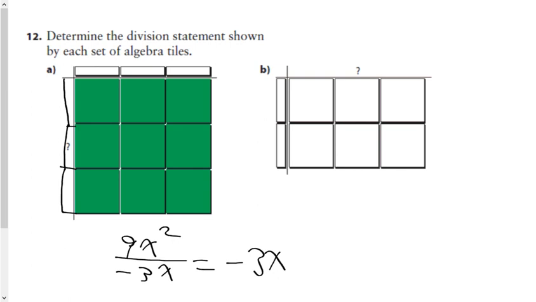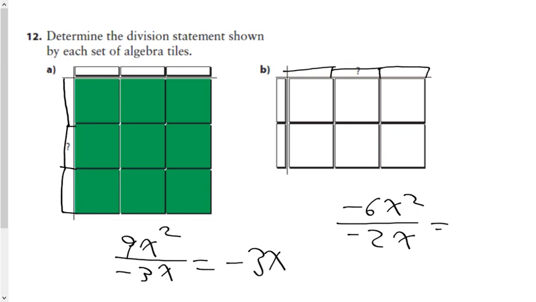And finally, the last one, our area is negative 6x squared, not 9x squared. Oops. Negative 6x squared divided by the side length we know, which is negative 2x, means the missing side length. These have to be positive because a positive times a negative is a negative, equals positive 3x.